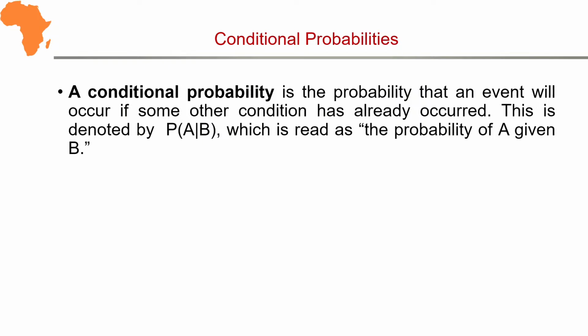Probability reasoning. So this is probability of A given B. You read this as the probability of A given B. So, probability of testing positive given your disease positive. Probability of testing negative given your disease negative.